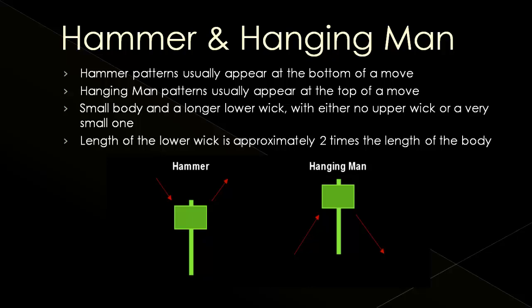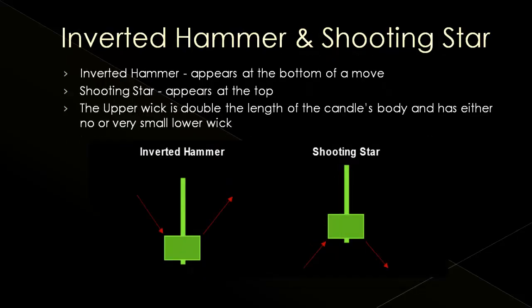The length of the lower wick is approximately 2 times the length of the body. This is also what qualifies it as a hammer or hanging man pattern. When you find a hammer pattern at the bottom of a move, it means that price is likely to reverse and start moving upwards. On the other hand, when you see a hanging man pattern form at the top of a move, it is a sign that the market's running out of steam and is about to reverse and start moving downwards. Let's take a look at another pattern.